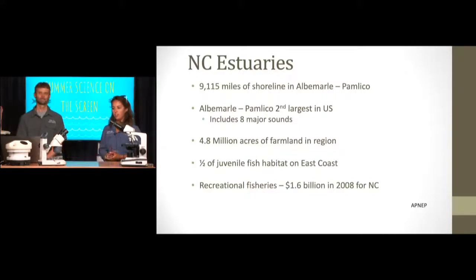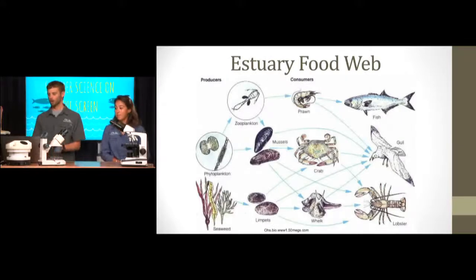On that shoreline, there's about 4 million acres of farmland in the region, so the estuary is important for filtering out all of the runoff that occurs from the agriculture. It is also about half of the juvenile fish habitat for the East Coast. And if we wanted to put a dollar sign on it, recreational fisheries brought in $1.6 billion for North Carolina in 2008. So our estuary is important.